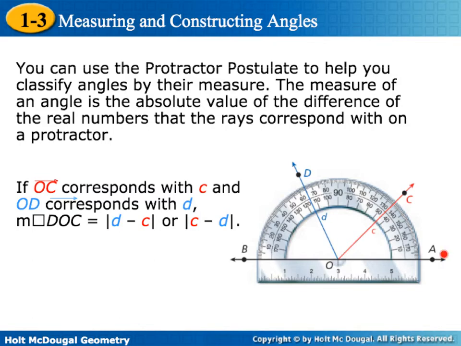So example here, I have this angle AOD. If you look here, it says 75. Well, that's incorrect. This is an obtuse angle. So here you're going to have to use the bottom scale. It looks like it's about 115. So just be careful when you're reading the protractors.